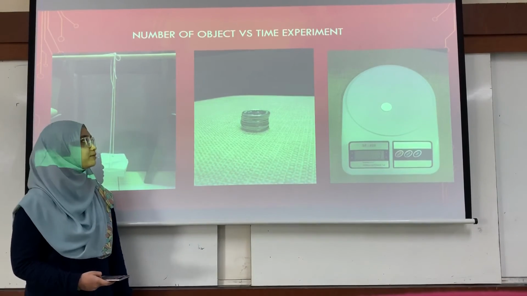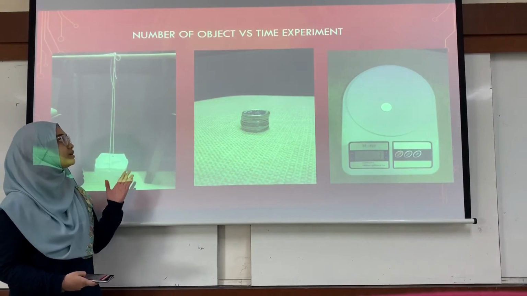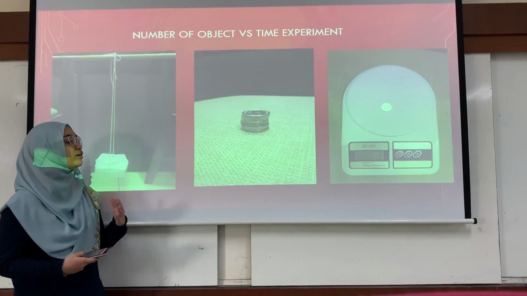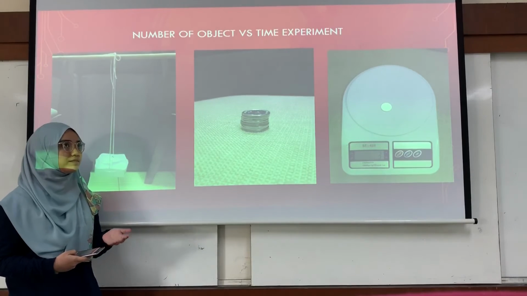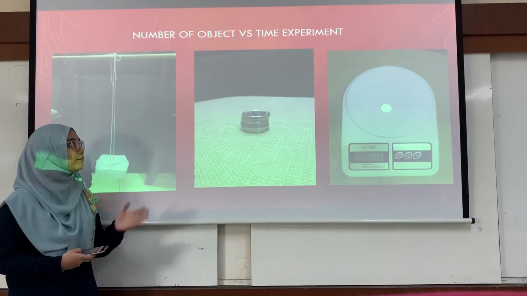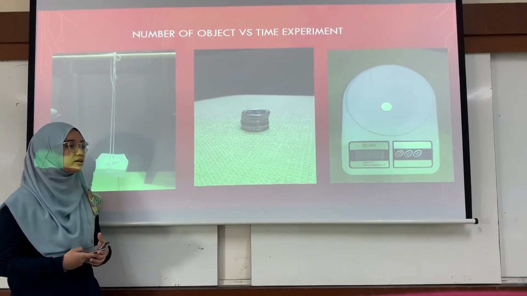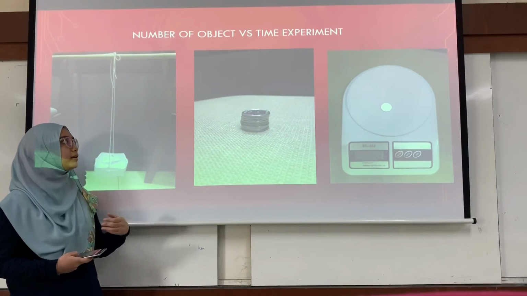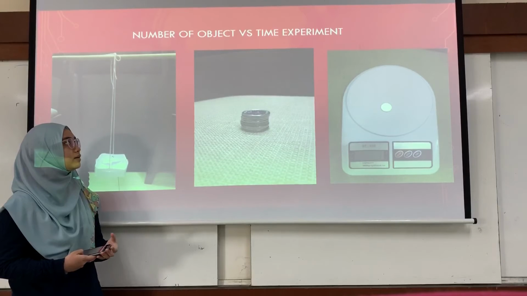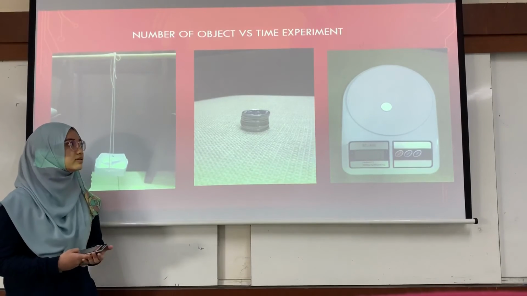So the first experiment we conducted is the number of objects versus time experiment. As we stated previously, the number of objects is the manipulated variable, and the time taken is the responding variable. The number of objects is discrete, where we can count the objects, and the time taken is continuous.